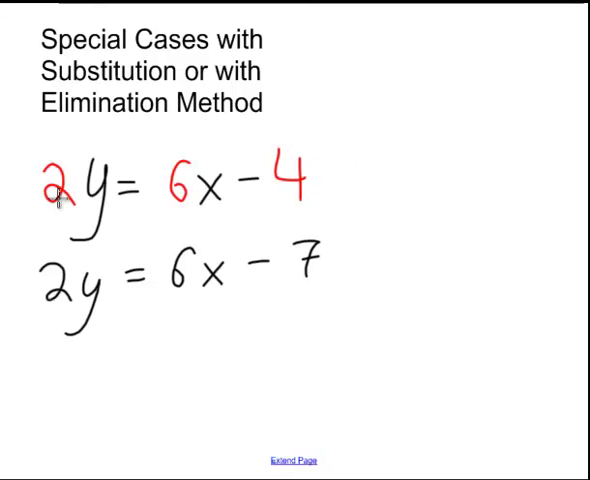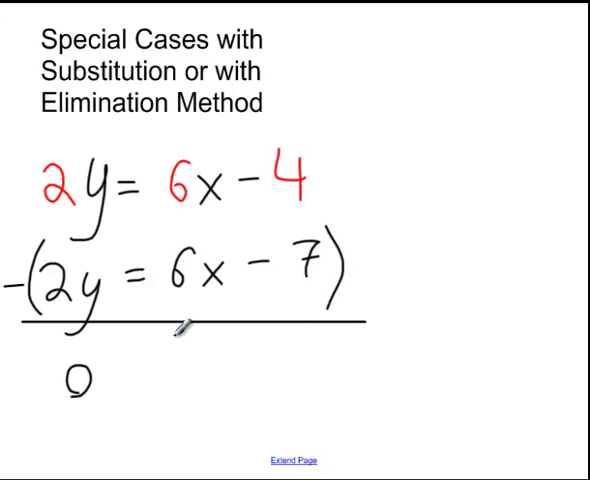Now I want to add these together, or subtract them. So if I subtract these full equations, then what I get is, on this side, well, those cancel out. Let me put the parentheses back around here so you know we're subtracting everything. Which is equal to 6x minus 6x is 0 again. Negative 4 plus a 7, because a negative and negative becomes a positive, equals a positive 3. So now we have 0 is equal to 3.